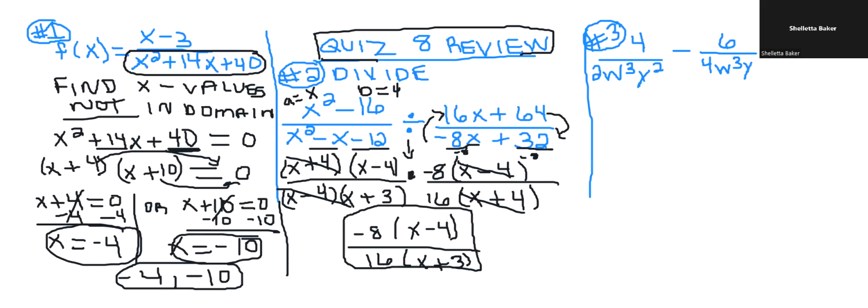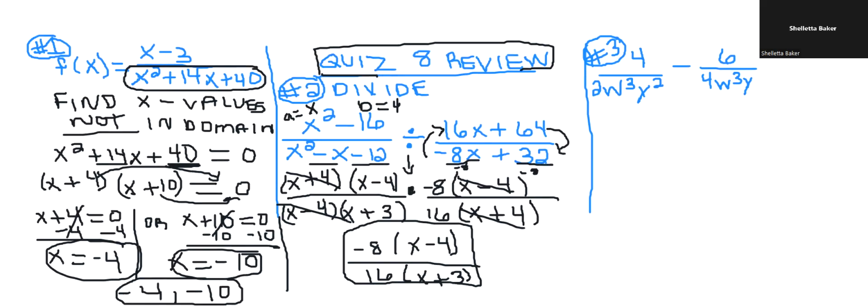And then for problem number 3, we're subtracting these two fractions, but in order to subtract, remember, we have to have common denominators. So we got to find the common denominator. We want to rewrite both of these fractions so that they have the same denominator.